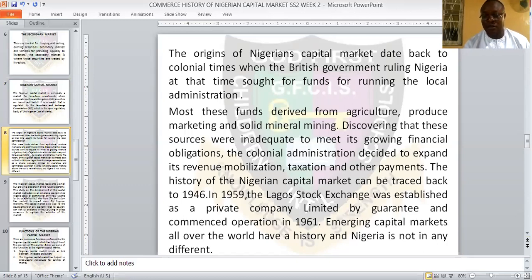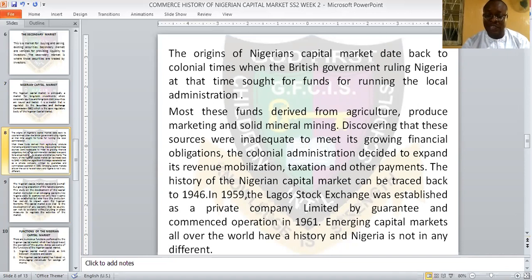Most funds derived at that time, before they could get money, came from agriculture, produce marketing, and solid mineral mining. All these were the places where they derived money in order to start the Nigerian capital market at that time. After they discovered that these sources were inadequate, that all these sources could not meet up to fund the Nigerian capital market, they tried to meet their growing financial obligations.